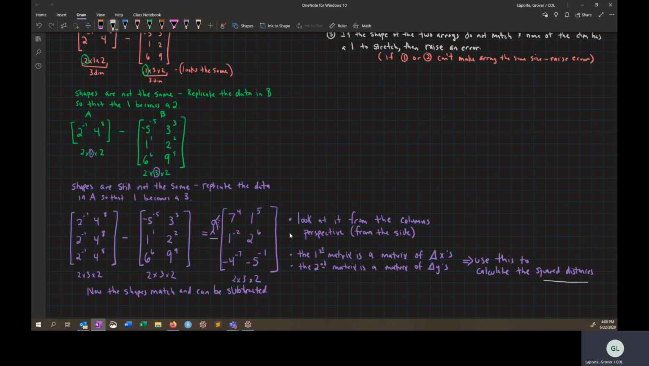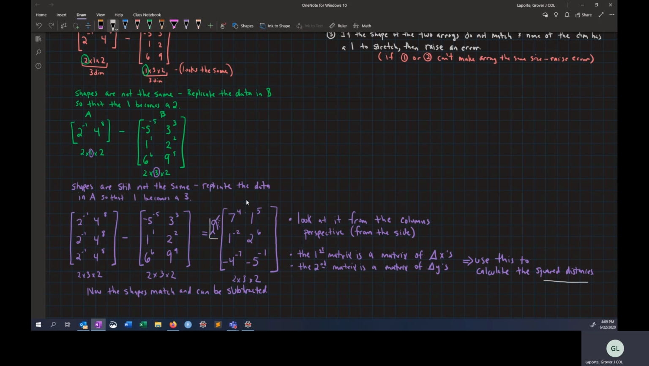The thing I do want to point out is if you look at it from the columns perspective, now think about that for a second. What stayed the same in all of these? It was the number of columns. So the number of columns never changed, and that's the view that you want to look at this thing. So what does it mean by a column view? It just means you're sitting on the side looking at this tensor from the side. So what does that mean?